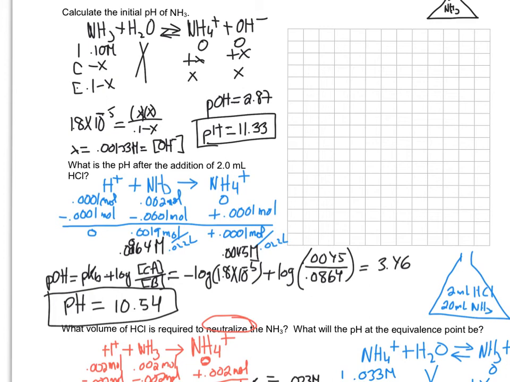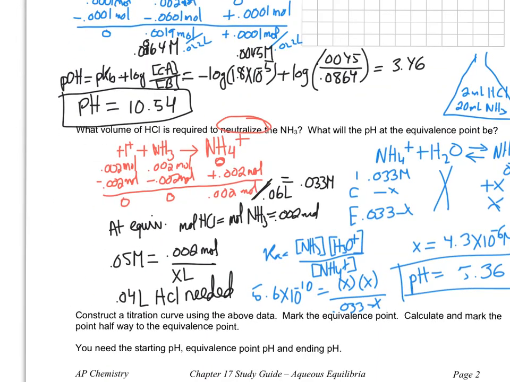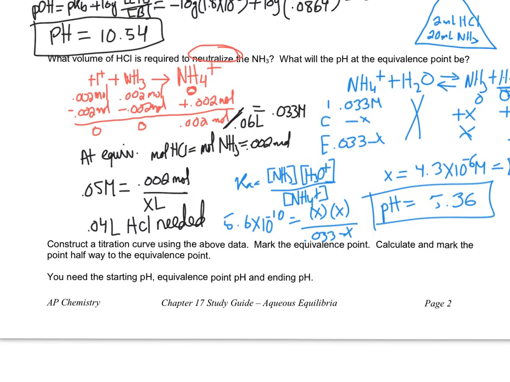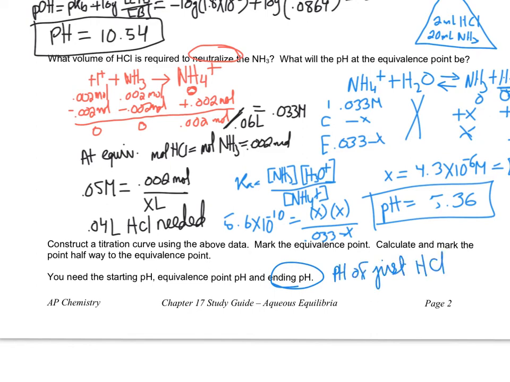I need my ending pH, as in, if I were to add a whole bunch of HCl, what would the final pH be? What would it approach? And so it approaches the pH of my acid by itself, and my acid is 0.05 molar, so negative log of that would be 1.3. Let's write that down real quick. My ending pH would be the pH of just the HCl, so negative log of 0.05 is 1.3.